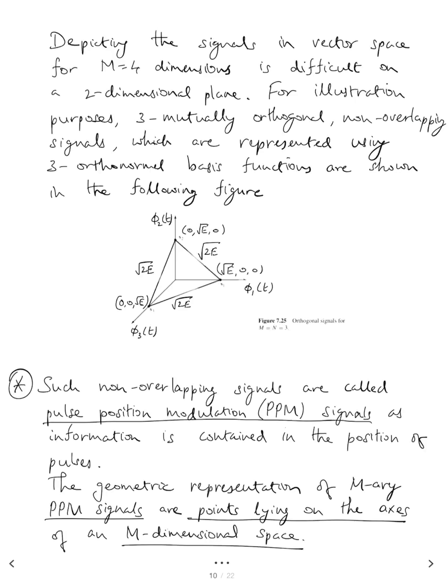The interesting thing about PPM signals is that they have a geometric representation as vectors or points lying on the axes of the m-dimensional space. That means they will be orthogonal with respect to each other. That is the interesting property we are looking towards, because when all the signals are orthogonal, we can increase the value of m and have lower error probability for a given signal to noise ratio.